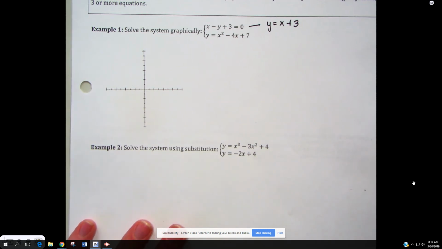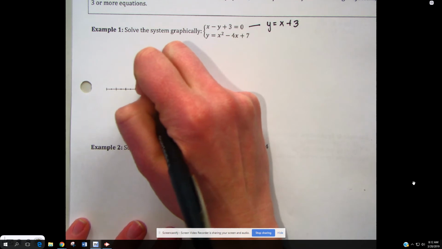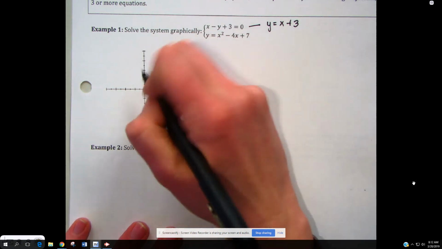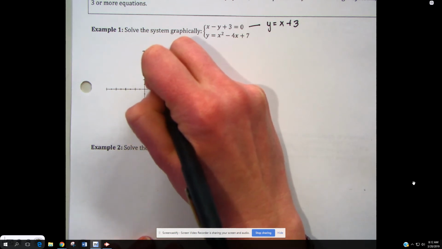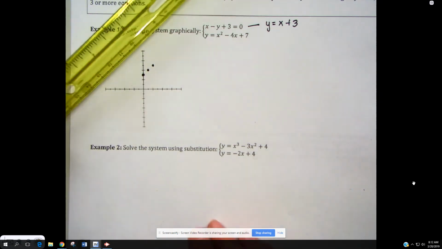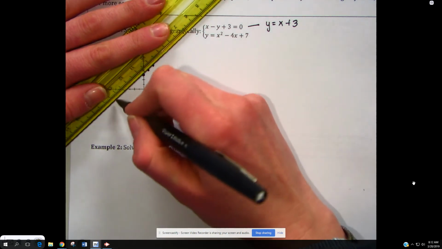You have a lot of choices. The way that I've rewritten this, I would probably use the mx plus b form, right? You've got a y-intercept at 3, and you've got a slope of 1. So up 1 over 1, up 1 over 1, and I could continue that pattern. Let me find my ruler really quick because, again, the graphical method is really only as good as your graph. So I want to try to make it as exact as possible.